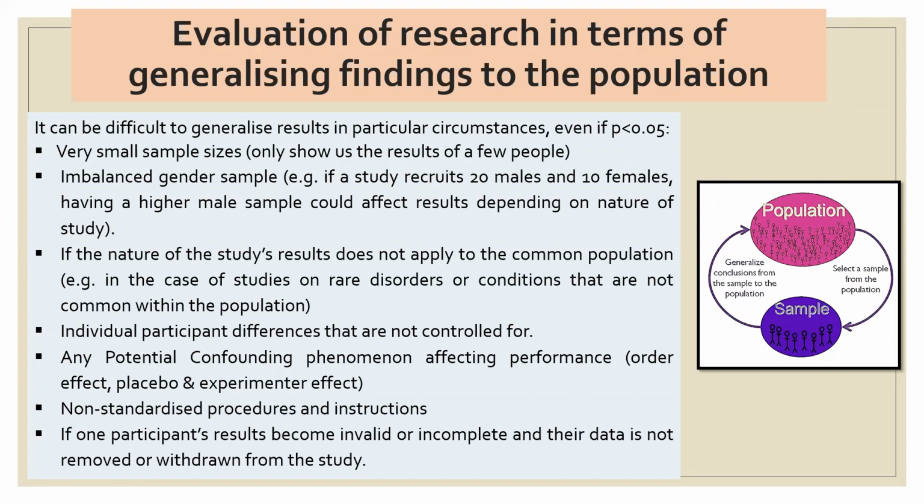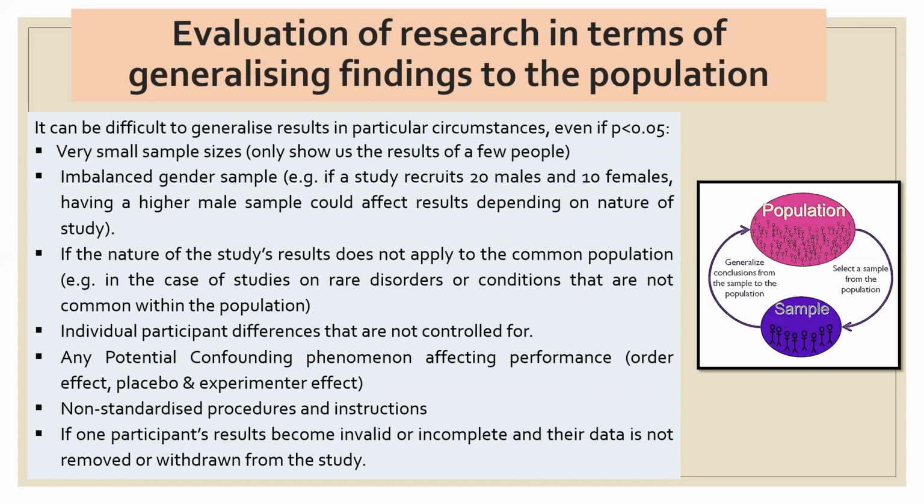Okay, so very small sample sizes only show us the results of a few people and can open up more space for individual participant differences. Because remember I said, the bigger that you make your sample, the more that individual participant differences get balanced out. The next thing that could be a problem is the imbalanced gender sample.